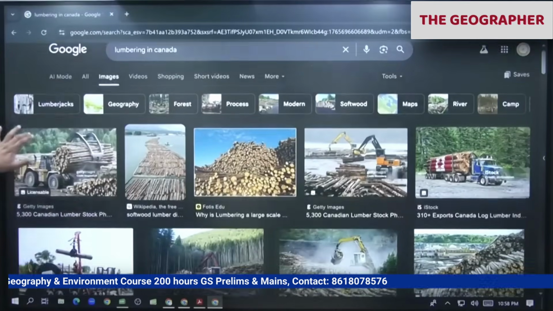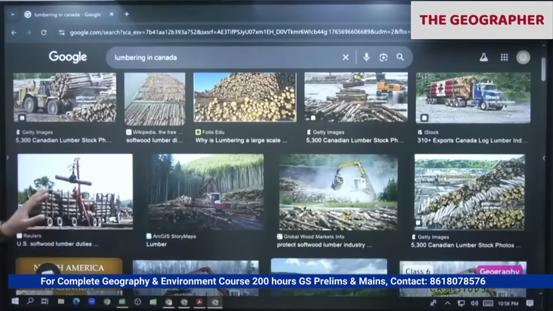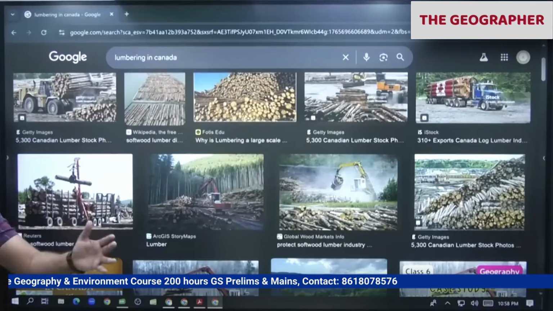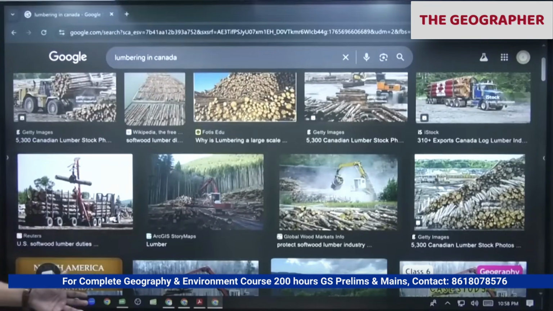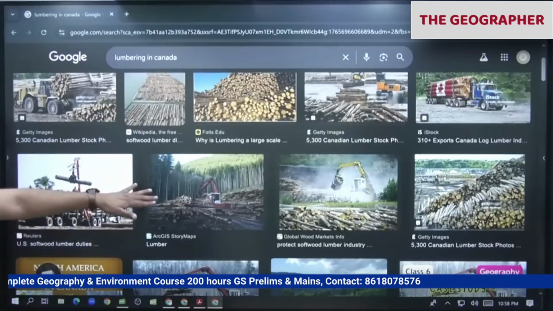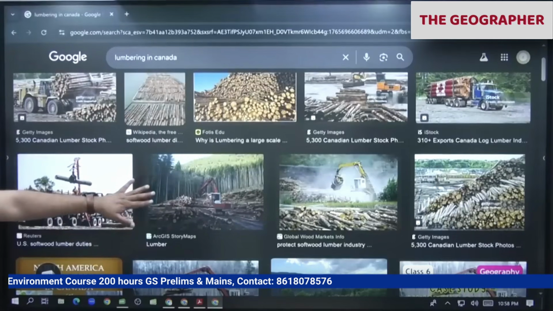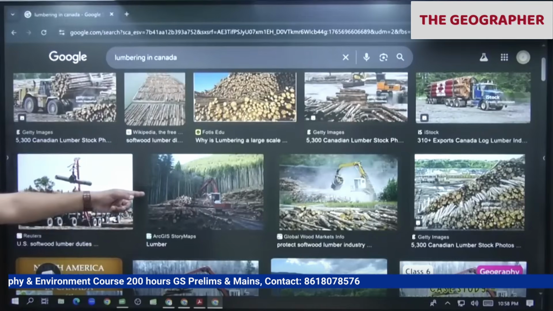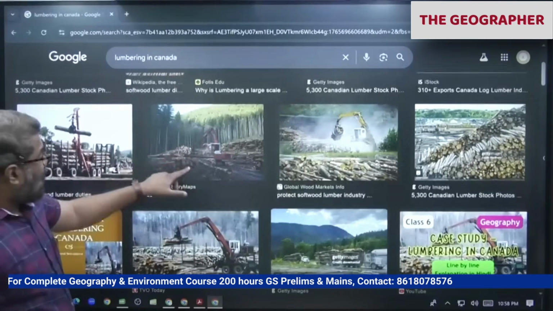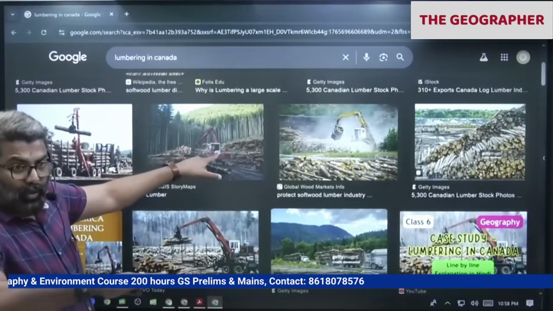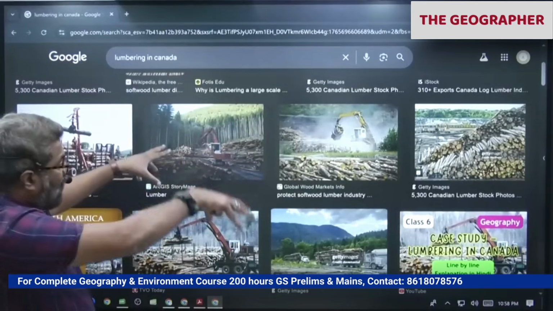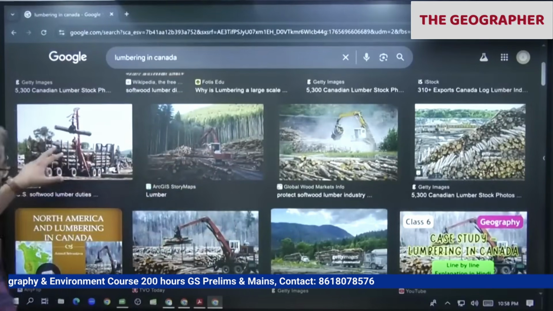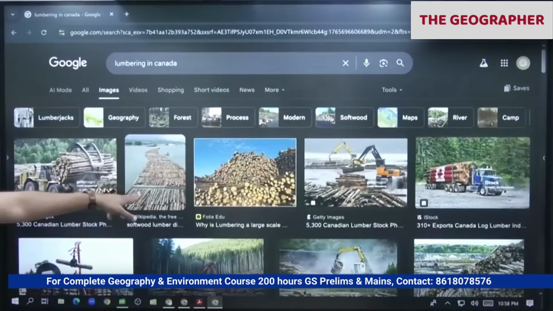Notice this. This is a big industry. They use machineries to cut. Not teak, we have pine. In temperate regions, in these places, pine grows. Teak is our species here, tropical. Pine is temperate. See how they are cutting the trees. They are using machinery to cut, and then they pile it, put it on a truck, or they will put it in the water like this.